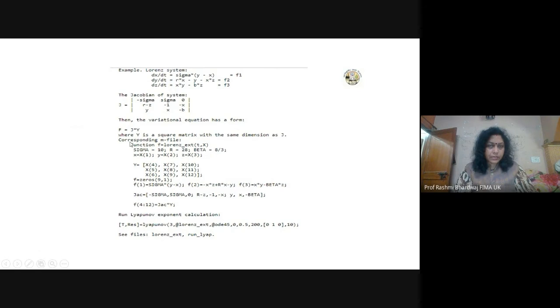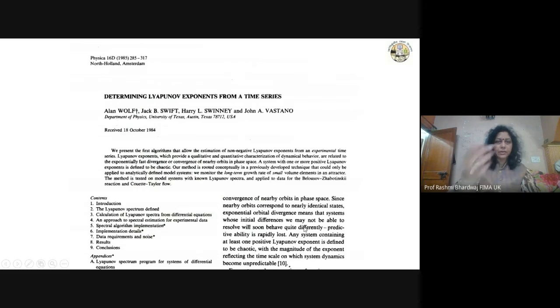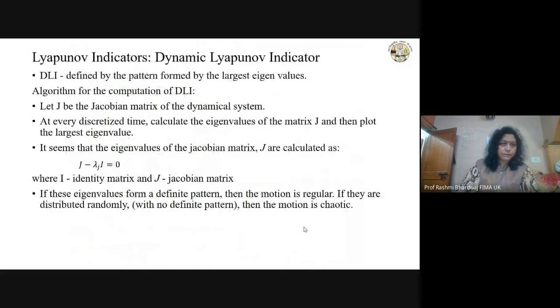So the Jacobian is this: they are writing minus sigma, sigma, 0; r minus z, minus 1, minus x; y, x, minus beta. And f4 to f12, they have calculated using this one. So that is basically the Lyapunov exponent. And then they do the T res, which uses this Lyapunov exponent function, and then they calculate the different types of functions. So this is the complete program.